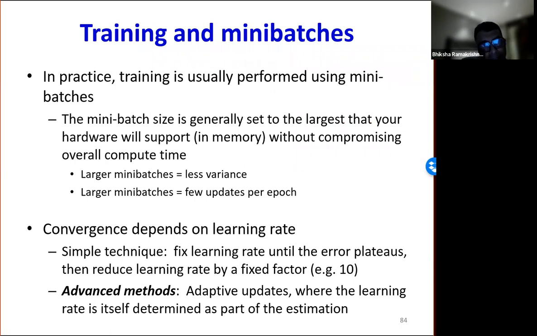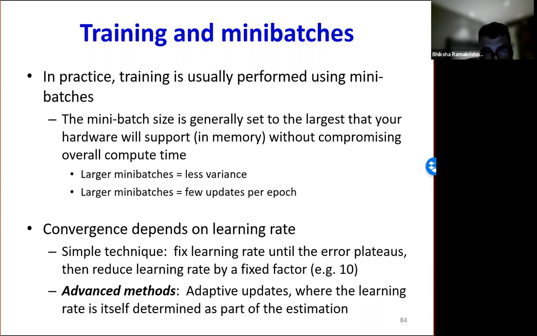Anyway, in practice, training is usually performed using mini batches, and the mini batch size is generally set to the largest that your hardware will support without compromising overall compute time. Larger mini batches imply less variance. Larger mini batches also, however, mean fewer updates per epoch, because as your mini batch size increases, the number of updates you will make per epoch are also going to be fewer. So you get that trade-off.